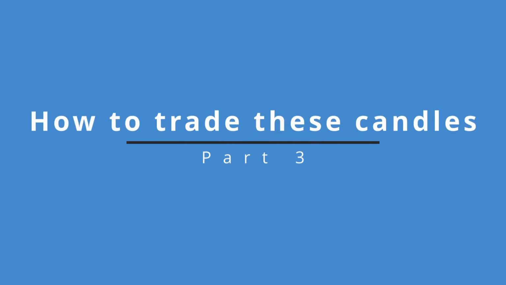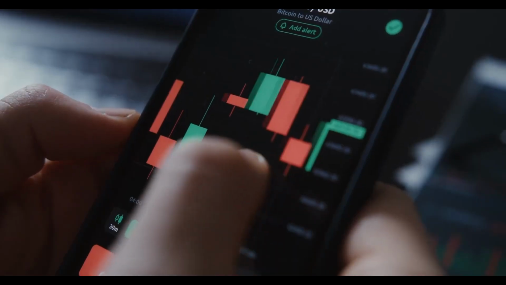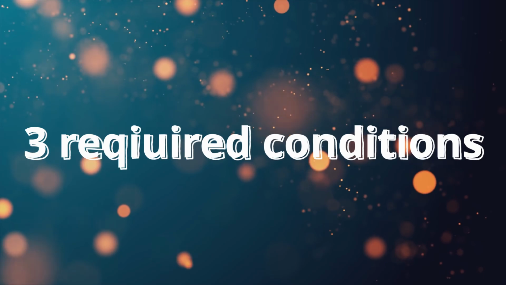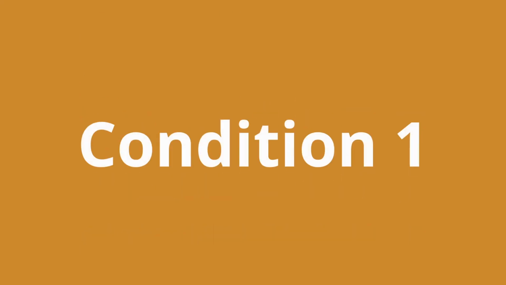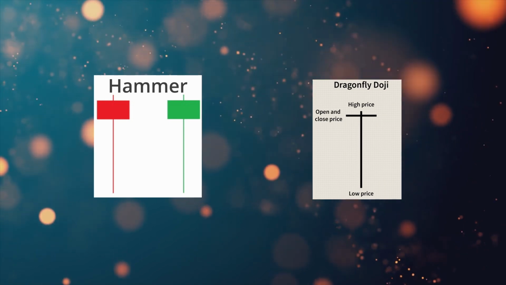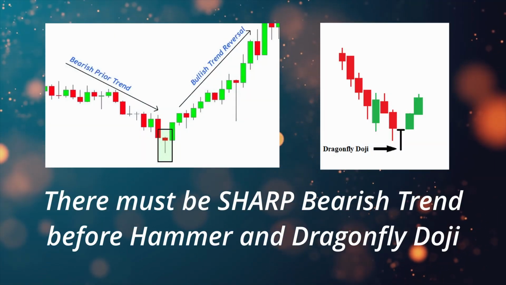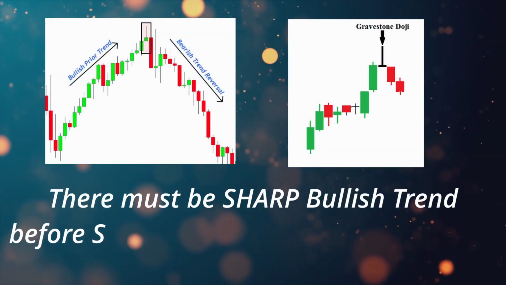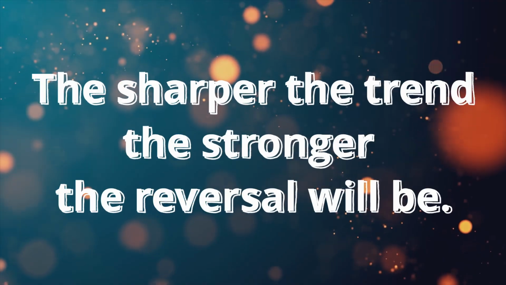Part 3, how to trade these candlesticks. How to actually trade the 4 candlesticks that we discussed. First and foremost, there are 3 conditions required for us to trade these candlestick patterns. These are: 1. A sharp trend. In case of hammer and Dragonfly Doji, there should be a sharp bearish trend before the candlestick. And, in case of Shooting Star and Shooting Star Doji, there should be a strong bullish trend before the candlestick. The sharper the trend, the stronger the reversal will be.